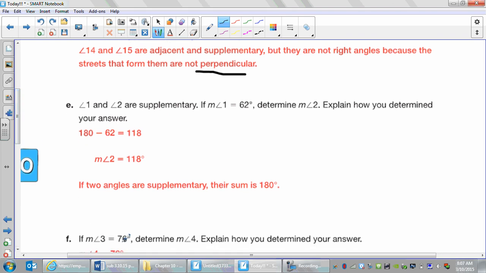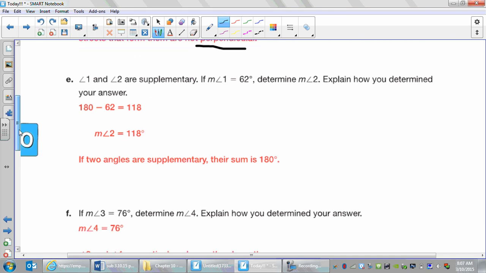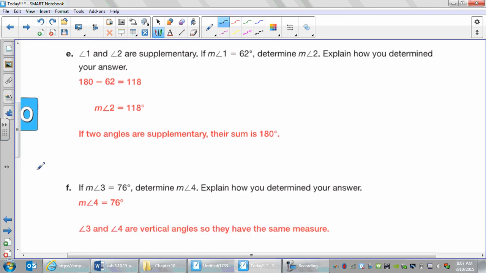Okay, on F, it says nothing about supplementary or complementary, so it's just saying if 3 is 76, what's 4? Well, on the last page, we decided that 3 is congruent to 4 because vertical angles are congruent. So that would tell us that measure of angle 4 is the same as measure of angle 3.